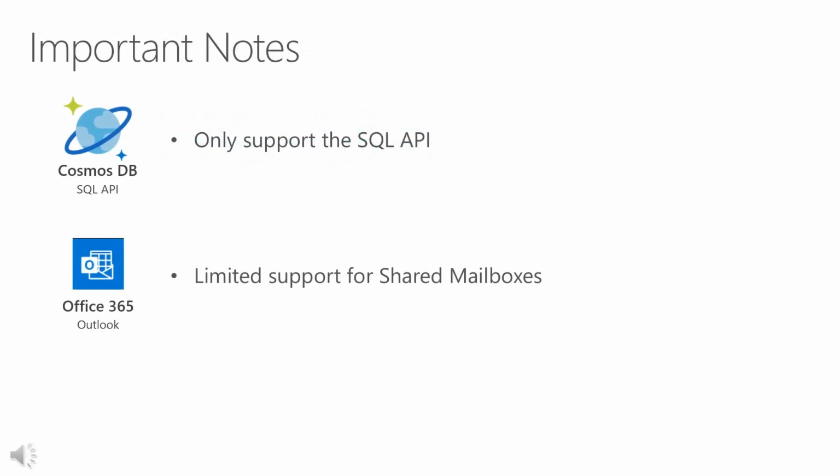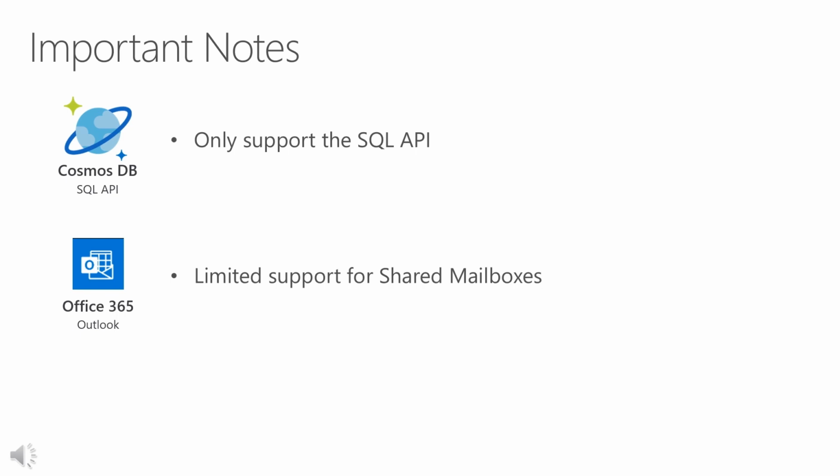Okay, so there are some important notes I need to call out about the out-of-the-box connectors here. The CosmosDB connector does not support the Mongo wire protocol. It only currently supports the SQL API. So if you need support for the Mongo wire protocol, you're going to need to create a custom connector for this. And I just so happen to do that in one of the later videos in this series.